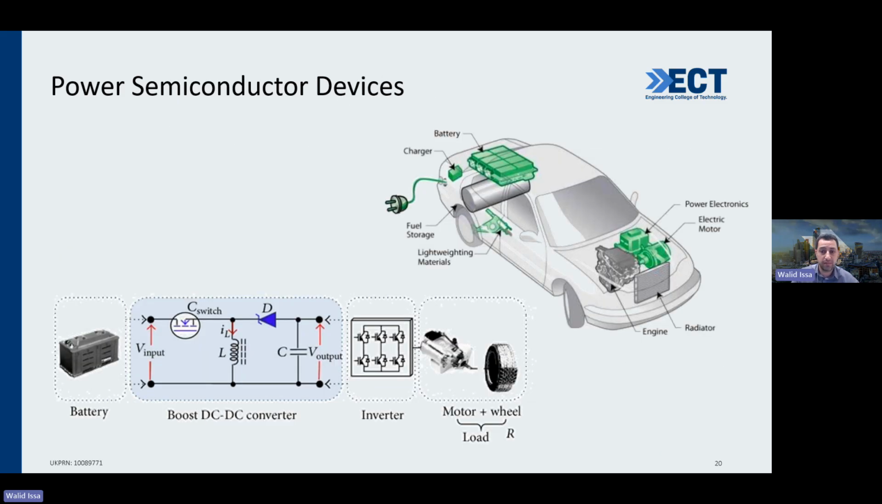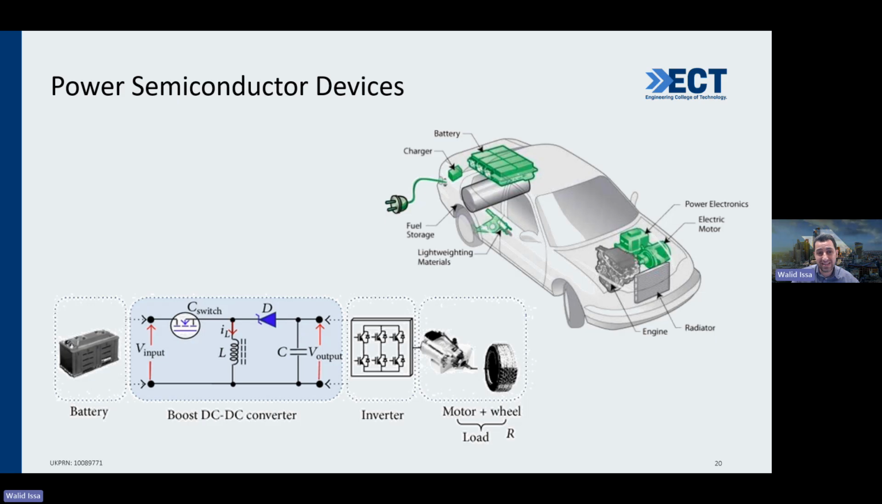So, for example, we have here an electric car. If you look at an electric car, we have the battery here on the left side, and you have the machine on the right-hand side. The battery is DC, but the motor, the induction machine, is AC. So we want to convert the DC to AC. So we're going to use something called an inverter. That is the inverter here.